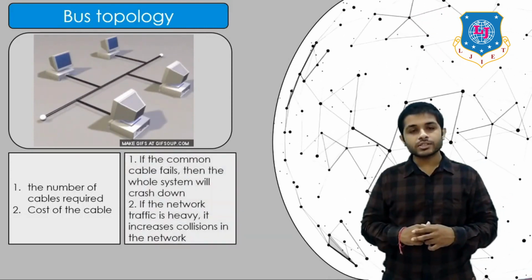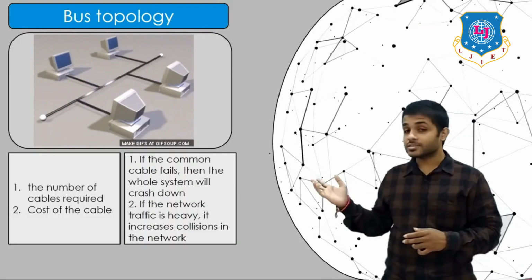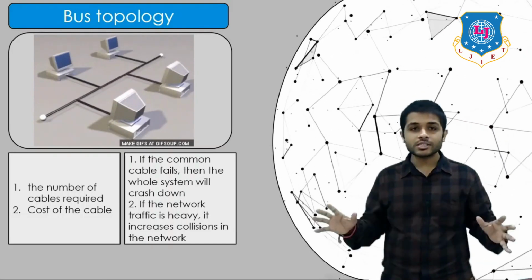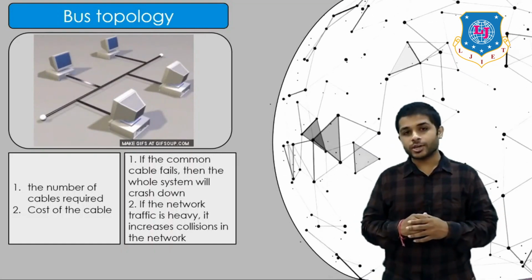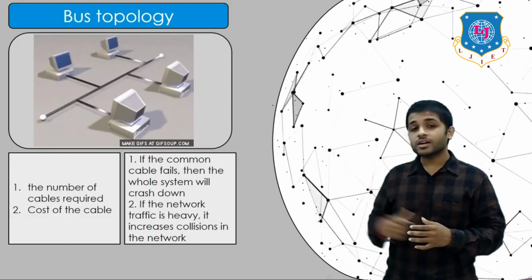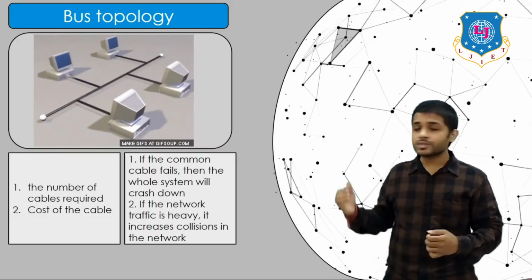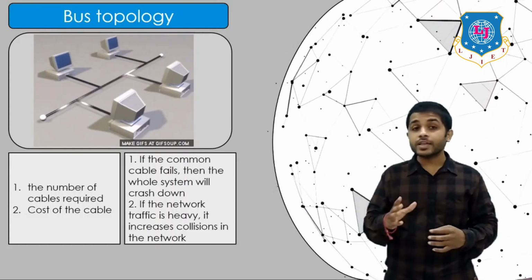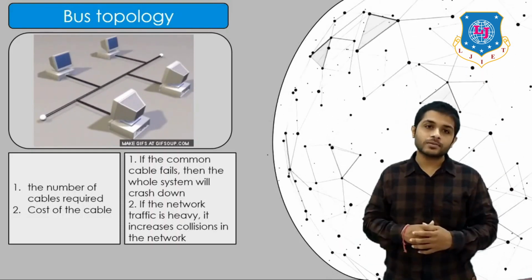The disadvantage of the bus topology is, what if the common cable fails? If the common cable fails, the whole network will crash and no device will be able to communicate. And what if all the devices start to send data at the same time? There will be collision in the network, and no device would be able to receive data properly.